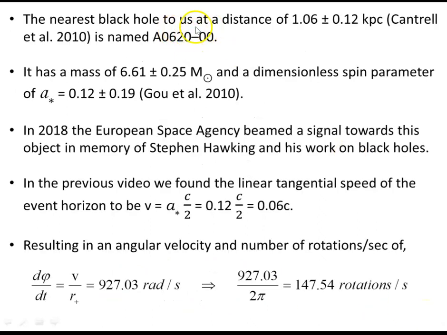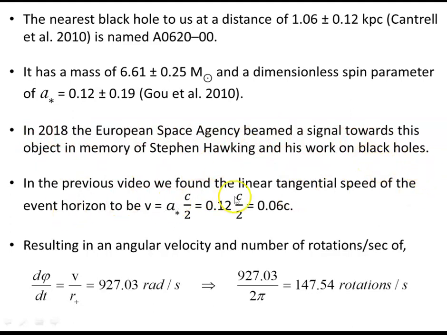Now the nearest black hole to us, at a distance of 1.06 plus or minus 0.12 kiloparsecs according to Cantrell and others, 2010, is named A0620-00. It has a mass of 6.61 plus or minus 0.25 solar masses and a dimensionless spin parameter a star of 0.12 plus or minus 0.19. Just notice the uncertainty is greater than the value itself. But anyway, for the sake of argument, we can work with that value. In 2018, just as a matter of interest, the European Space Agency beamed a signal towards this object in memory of Stephen Hawking and his work on black holes.